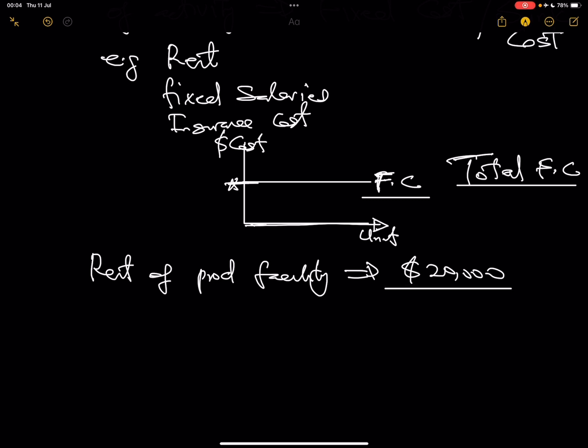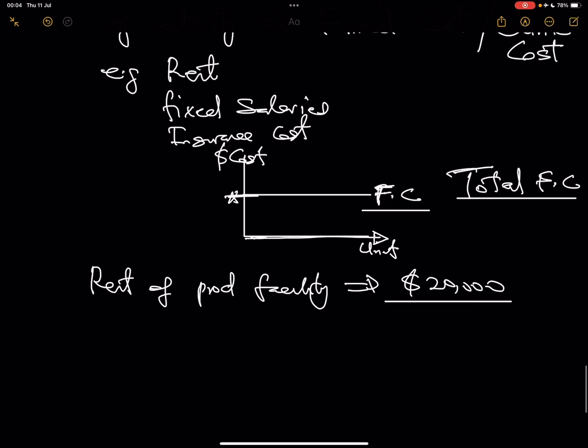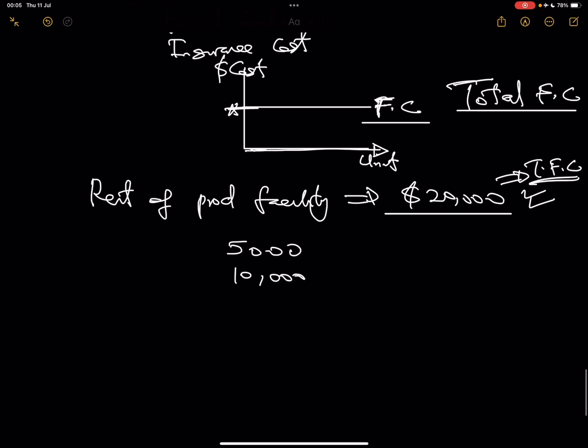This will not change regardless of whether you produce 5,000 units in that facility or you produce 10,000 units in that facility. You will still pay $20,000. That's your total fixed cost. So this is what I'm calling total fixed cost. However, when you want to talk about fixed cost per unit, if you want to try and determine what fixed cost per unit is, fixed cost per unit is always inversely proportional to activity. And what does that mean? It means that when activity increases, fixed cost per unit will decrease.